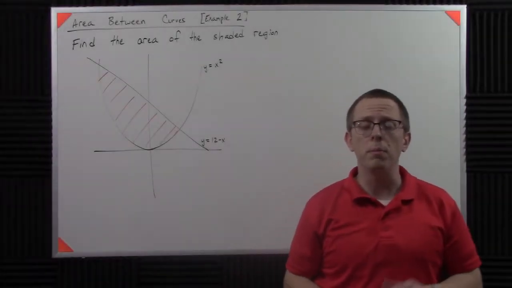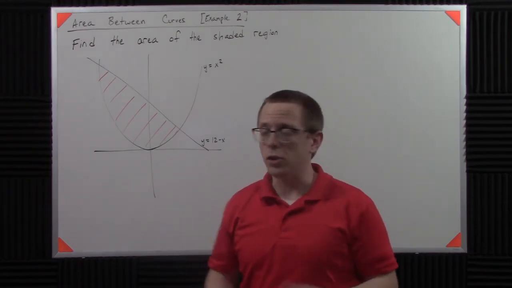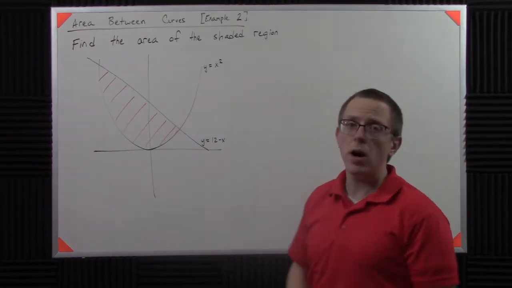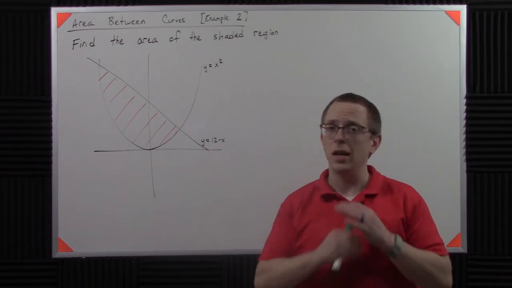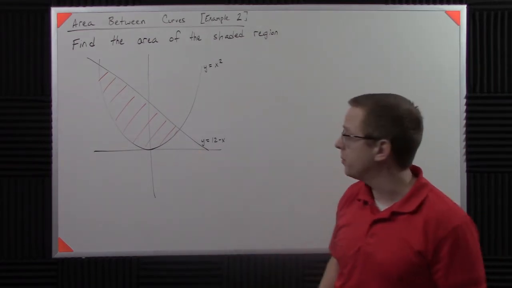All right, let's take a problem end to end and find the area of a shaded region given its description. We've got y equals x squared, y equals 12 minus x. Let's just find the total area for that red shaded piece.